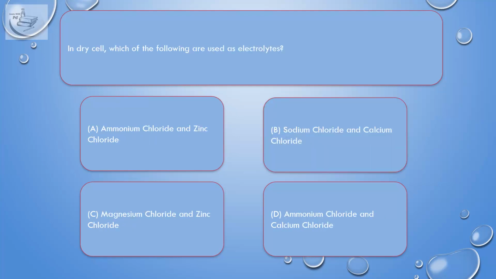Question: in dry cell, which of the following are used as electrolytes? A. Ammonium chloride and zinc chloride. B. Sodium chloride and calcium chloride. C. Magnesium chloride and zinc chloride. D. Ammonium chloride and calcium chloride. Correct answer is A. Ammonium chloride and zinc chloride.